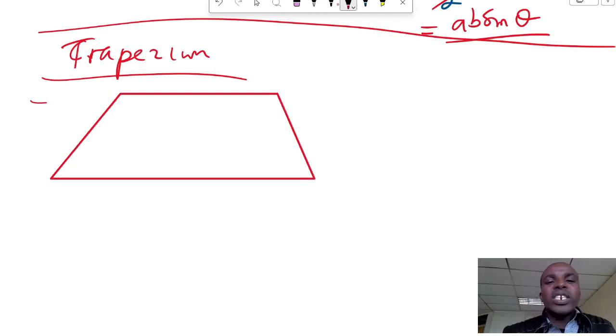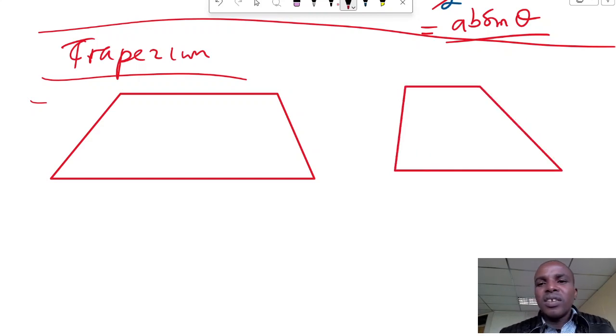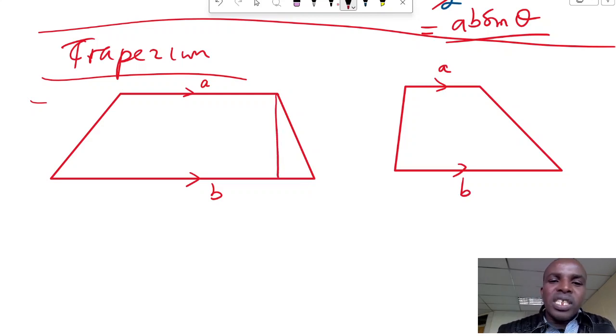Right, so this one is called a trapezium. It can be even something like this. It's a trapezium also. So this side and this side are parallel. These are the sides that we call A and B. There are two parallel sides of a trapezium. Then you have the height. This one is the height of the trapezium. I can call this height H.